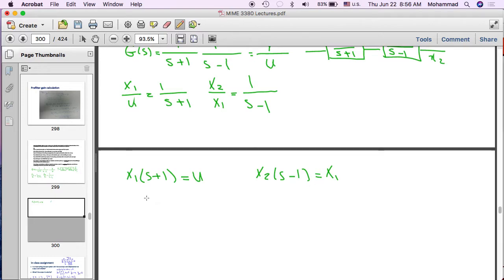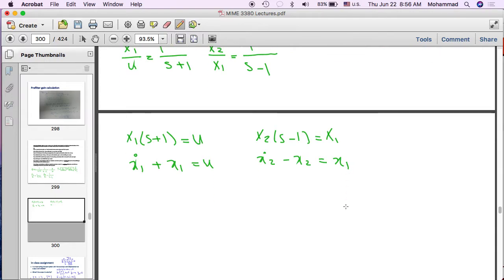Now you know s means differentiation. So that means x1 dot in time domain plus x1 in time domain is equal to u in time domain, and x2 dot minus x2 is equal to x1 in time domain. So now we have two differential equations. So that should help us determine our state space model.